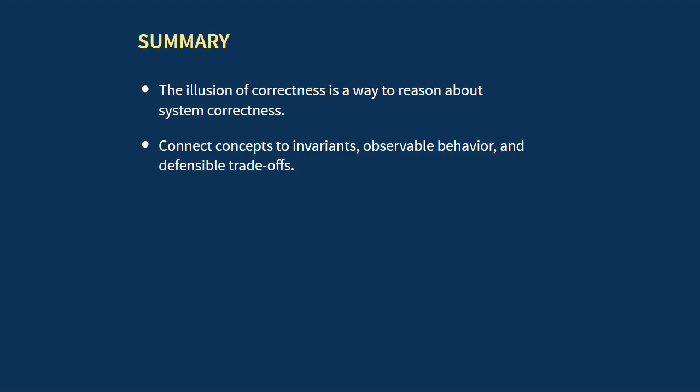In summary, the illusion of correctness serves as a critical framework for assessing system correctness in real-world executions. What action should we take to ensure our designs are defensible? Make concrete connections between these concepts, maintain observability, and ensure your designs can withstand scrutiny.